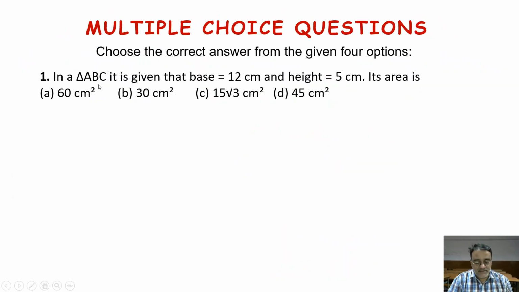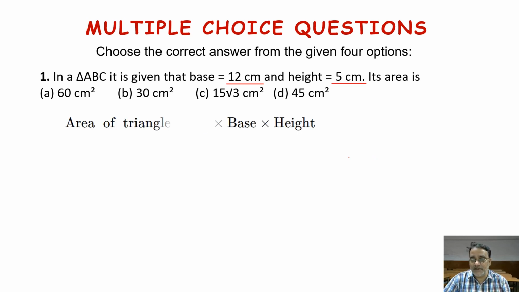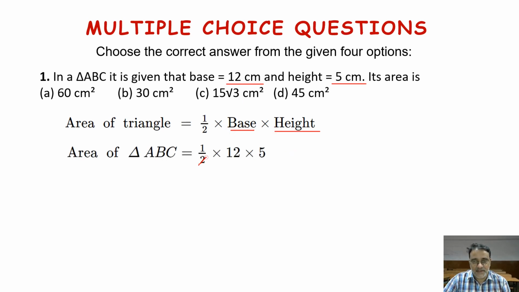In triangle ABC, it is given that base is equal to 12 centimeter and height is equal to 5 centimeter and its area is dash. So we know that area of triangle is given by half into base into height, and base is 12, so we will substitute 12 here, we will substitute 5 here. Okay, so what is the answer? 30 centimeters square. So correct option? Option B. Option B, right?